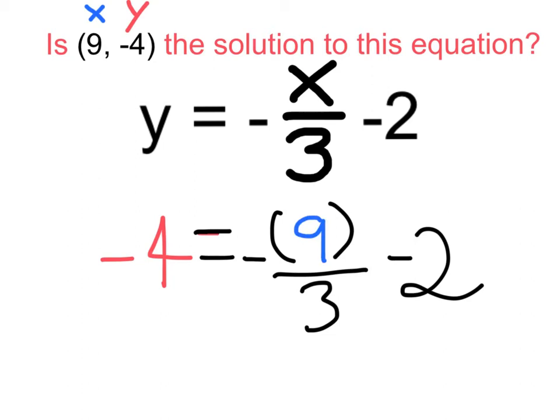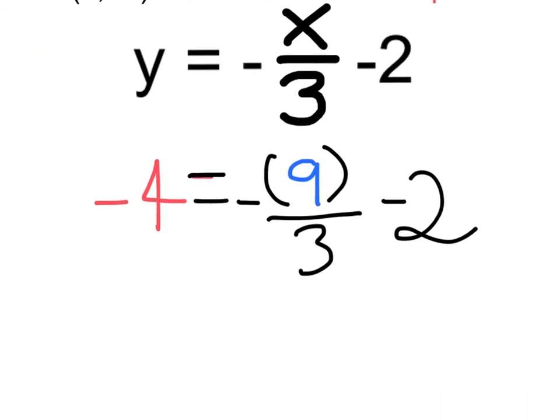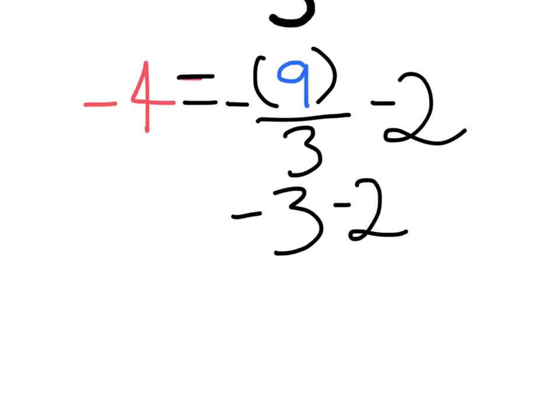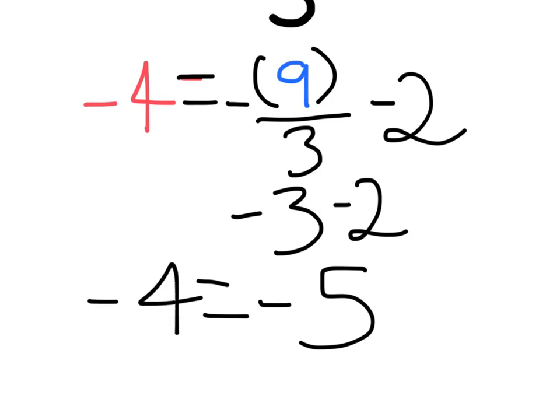And so now we need to evaluate this. I can see that negative 9 divided by 3 is what? Well, 9 divided by 3 is 3, so here we have negative 3 minus 2. Right? We simply divided the 9 by 3, brought down the negative sign, minus 2. And I now know that negative 3 minus 2 is going to give us negative 5. And does negative 5 equal negative 4? No, it sure does not. So this is false. This is not the correct answer.